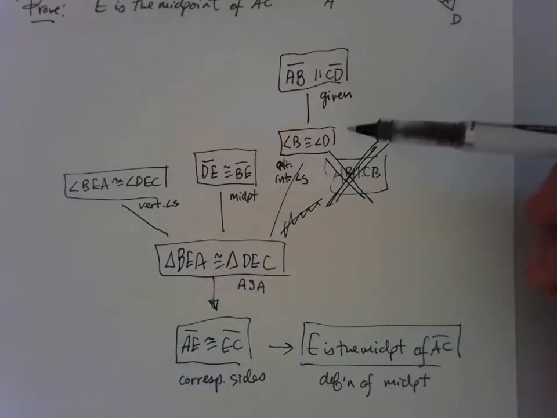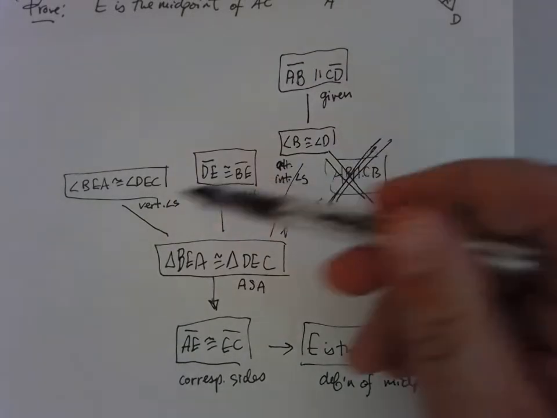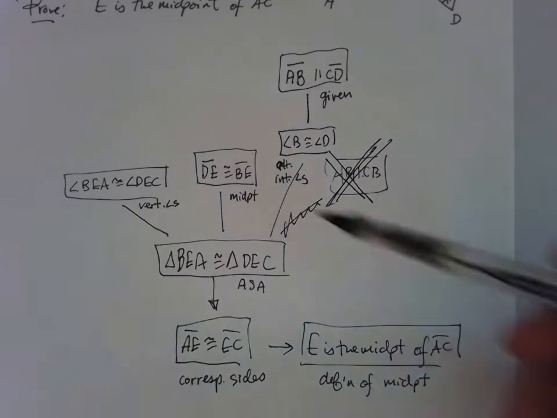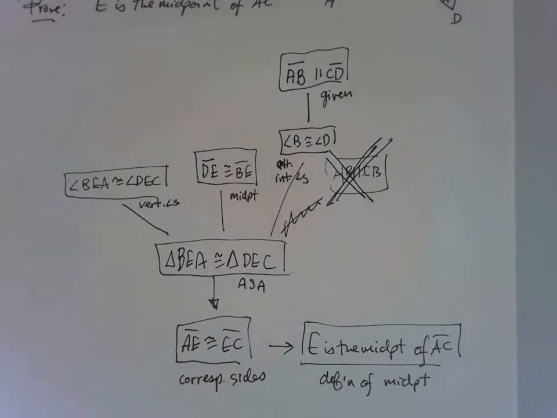This is the only thing that is new here, that because the lines are parallel, those alternate interior angles are congruent. Everything else here is a familiar angle side angle triangle congruence proof. Let's do one more example.